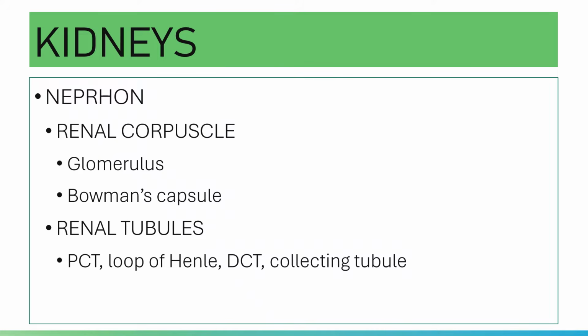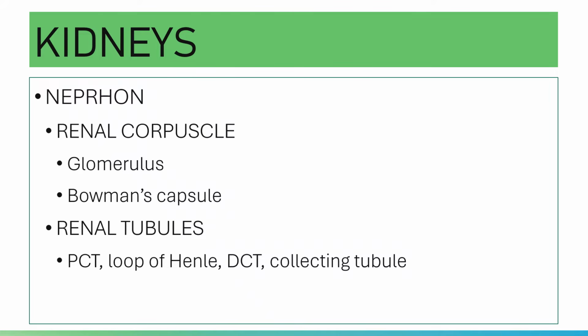And each renal corpuscle has a vascular pole. In each renal corpuscle, you have a vascular pole, wherein the afferent arteriole enters and the efferent arteriole exits.